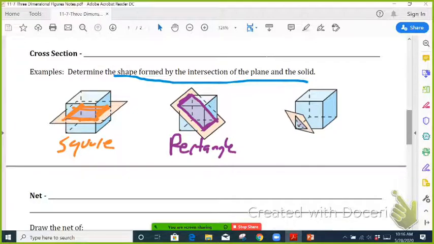And then here, since we're cutting it at an angle, cutting one of the corners off, the shape created is going to be a triangle. It wasn't a great job highlighting it, but if you were to cut off the corner of, say, a box, like a shoe box, and you look, the shape created is going to be a triangle.